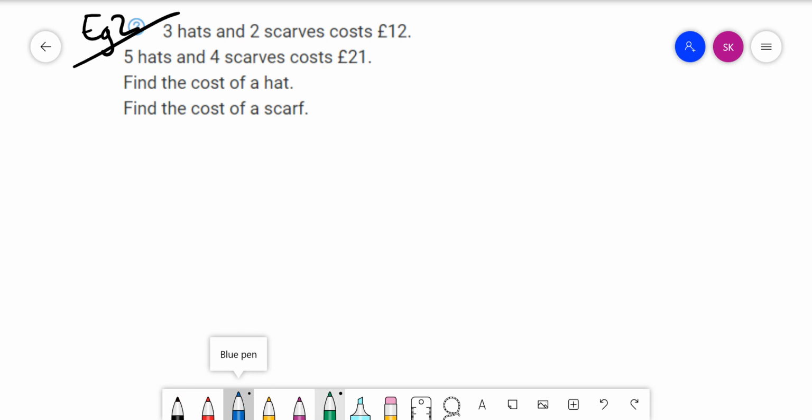So we're going to try and set up 2 equations with 2 unknowns. One of the unknowns is going to be the cost of the hats. Let's call it H. So for the first equation, I've got 3 lots of hats, so 3H. And what do you think I'm going to call scarves? Let's call it S. S for scarves.